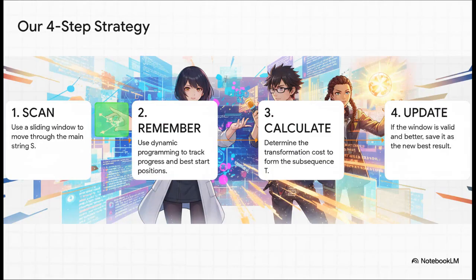So let's map this out into 4 basic steps. First, we scan. We'll use that sliding window to cruise through our main string S. Second, we remember. This is the DP part. We're going to keep notes on the best starting position we found for each part of our pattern T. Third, we calculate. For any given window, what's the transformation cost? How many tokens did we spend? And finally, step 4, update. If we find a valid window that's better, shorter, or the same length but comes earlier than our current best, we've got a new champion.